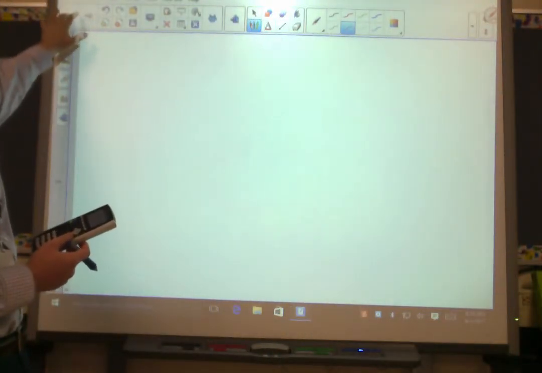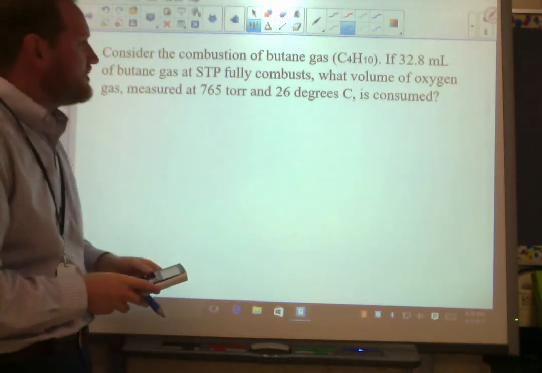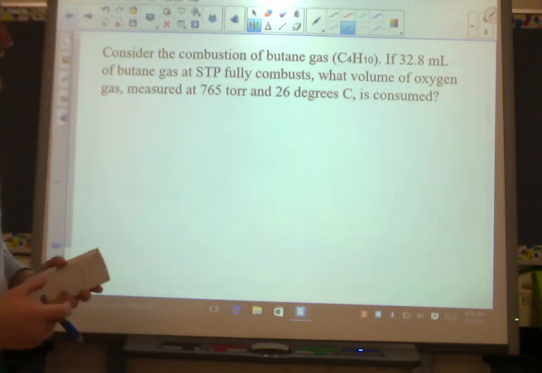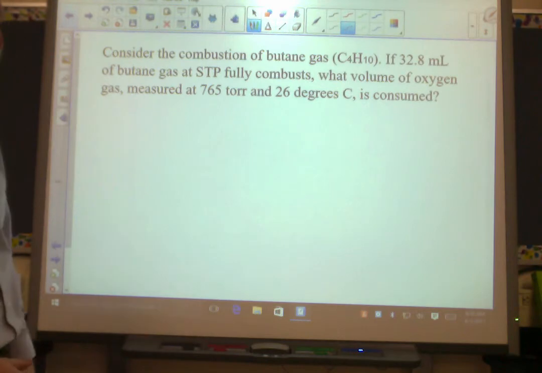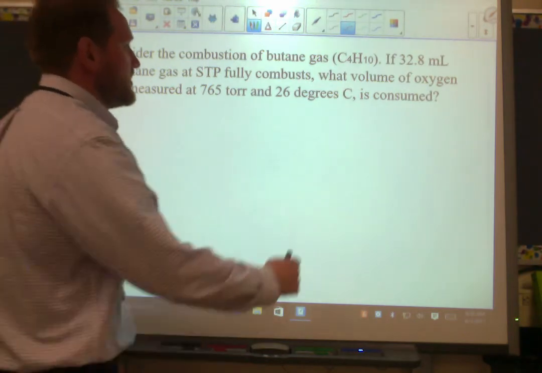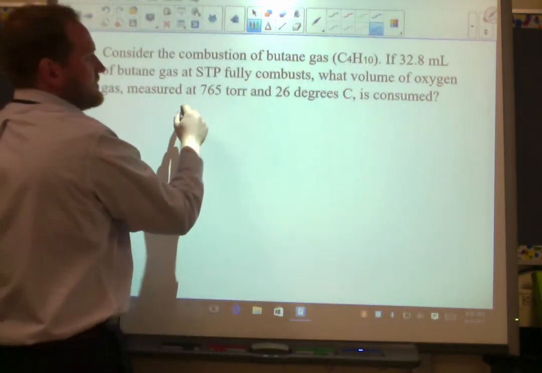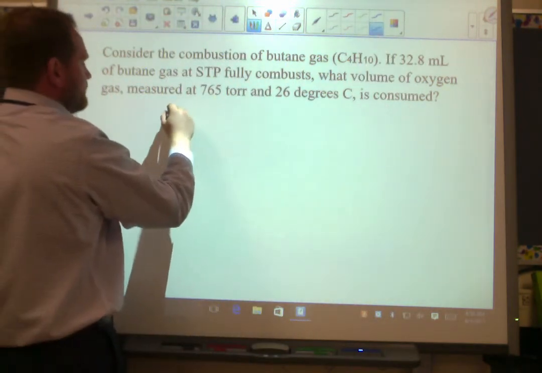Okay. This is my last problem here. Consider the combustion of butane gas. Now, odds are, if I tell you an opening statement like that, what are you going to have to do? Write the balanced equation. I'm sure we're going to have to do it, so we may as well now. Butane, C4H10.